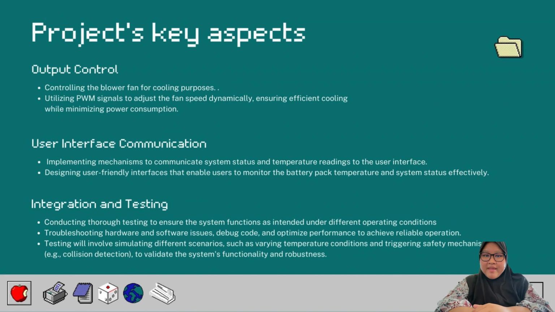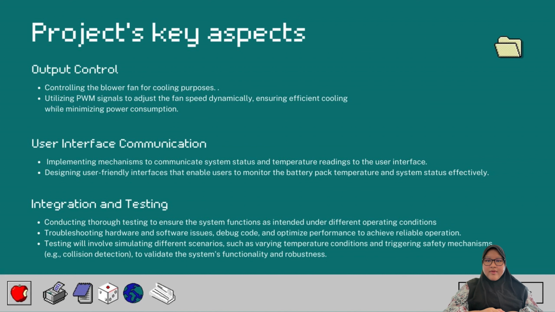The next key aspect is user interface communication. Providing user feedback is essential for system interaction. Students will implement mechanisms to communicate system status and temperature readings to the user interface. This may involve displaying temperature values on an LCD screen or using LED indicators to convey system status, such as a light bulb. Students will design user-friendly interfaces that enable users to monitor the battery pack temperature and system status effectively.